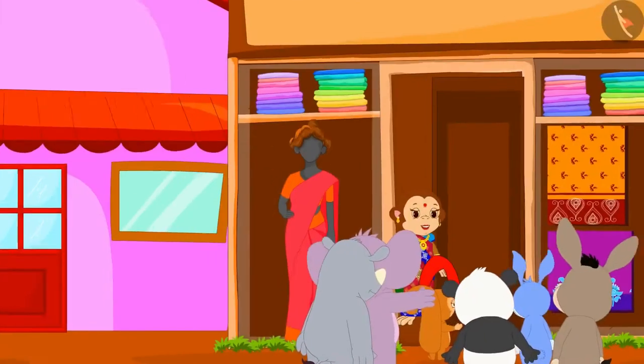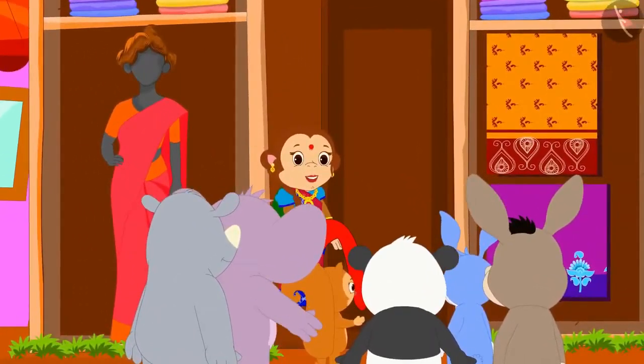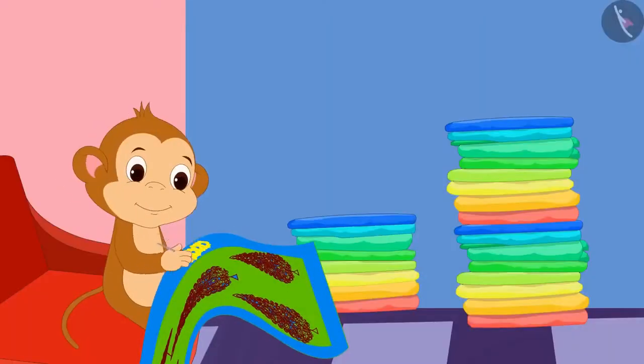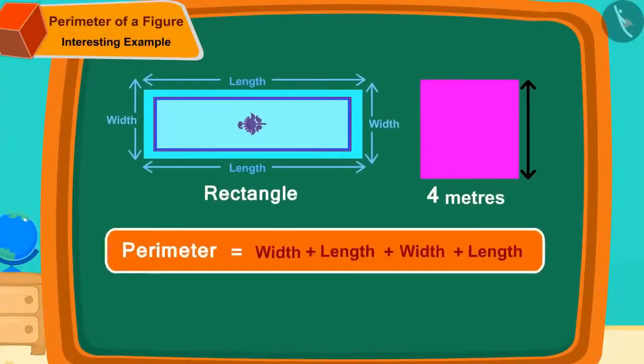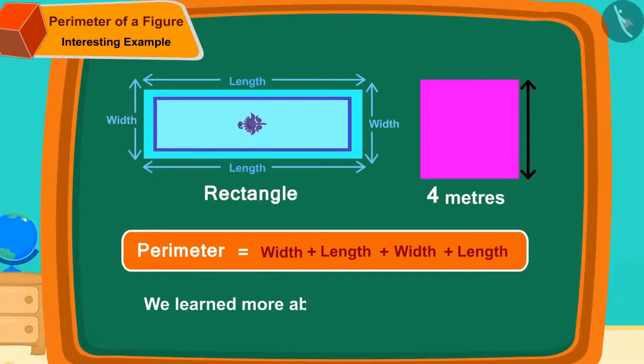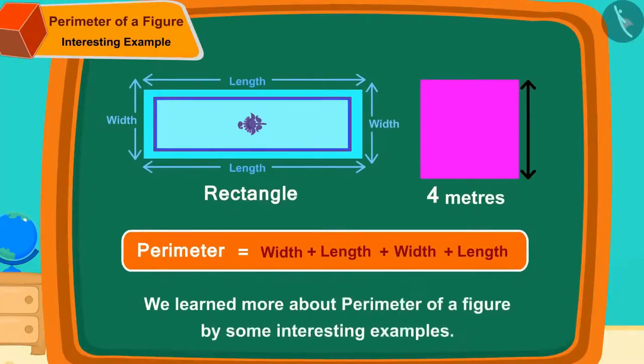Bannu's shop started doing phenomenal business. So Babban also started helping her. Children, in this video we learned more about perimeter of a figure by some interesting examples. In the next video, we will look at some of the misconceptions related to this.